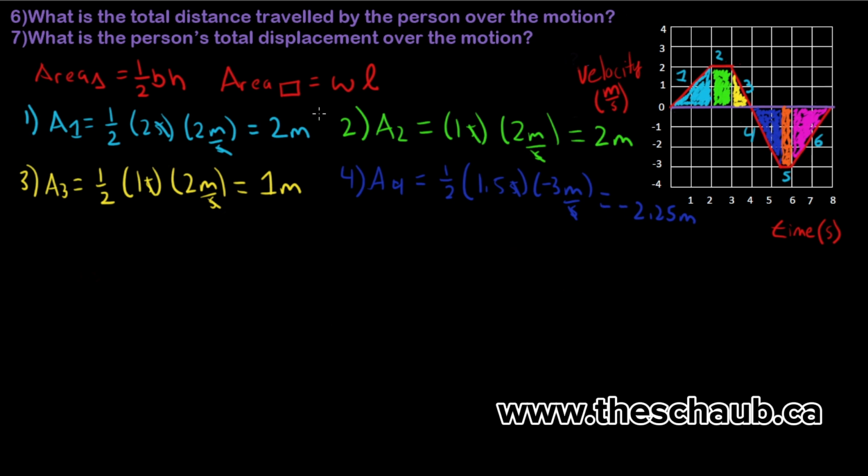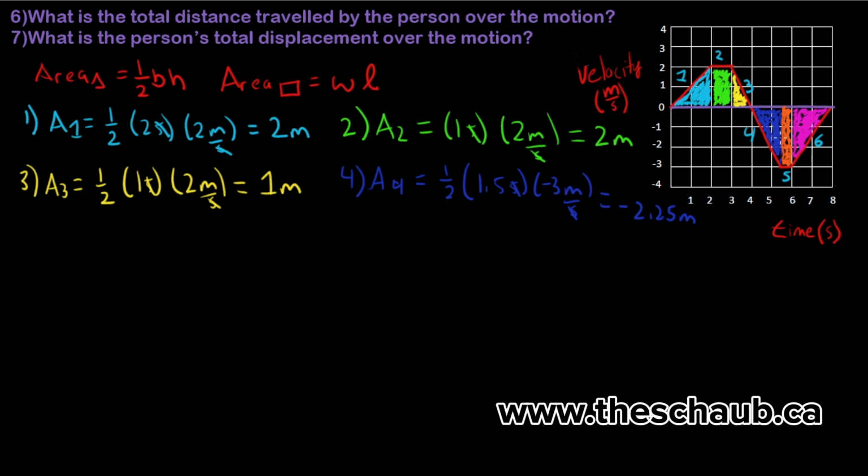In our first 3 areas, you'll see we had a positive velocity. So our displacement or our movement was in the positive direction. Here, when we slowed down, we actually came to a stop and we started moving in the negative direction. So this displacement or this distance traveled is in the negative direction, or the opposite direction as these initial 3 movements.